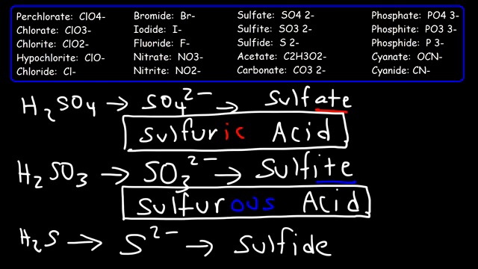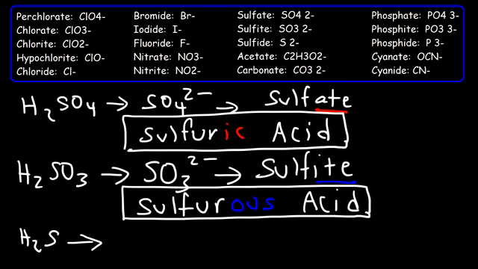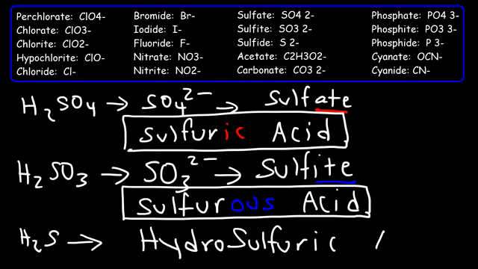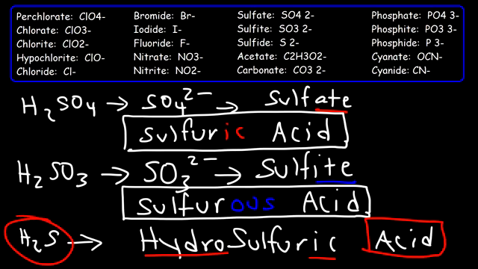So what do we need to do here? And I'm running out of space. We need to take off the suffix IDE, and we're going to add hydro plus IC plus acid. So let me get rid of this. This is going to be called hydro, and then we're going to write the element sulfur, and then the suffix ic, acid. So if you see IDE, make sure to add the prefix hydro plus the suffix ic and the word acid. So that's how you write the name for H2S.